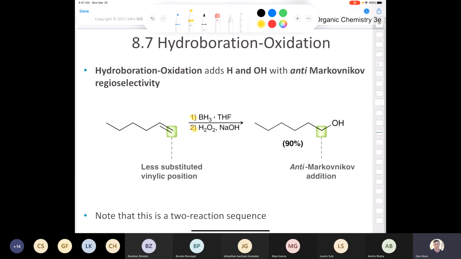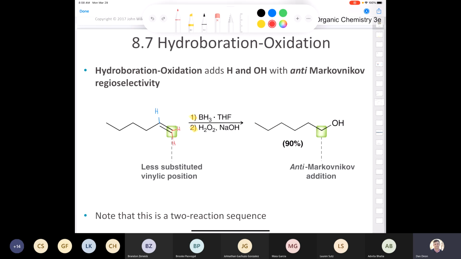Now I think my students are pretty good on Markovnikov regioselectivity from the last lecture. We learned the rule that with Markovnikov addition, it's the rich get richer, right? The vinylic carbon that possesses the most hydrogens accepts the hydrogen. What we see in anti-Markovnikov addition is, if I look at this vinylic carbon, it has one hydrogen, and this vinylic carbon has two hydrogens. So now we're going to see the opposite. Instead of the hydrogen going on this carbon, the hydroxyl is going to go on that carbon, and that is anti-Markovnikov addition.